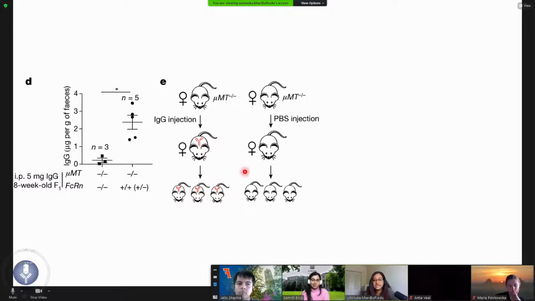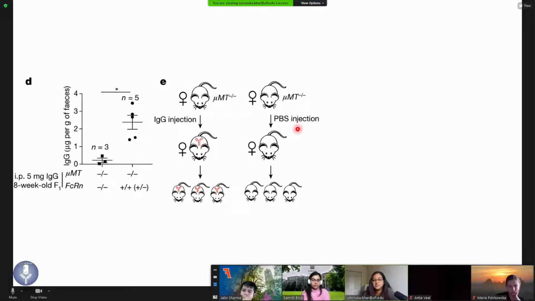So in figure E, the pregnancies of two knockout mice were synchronized, and on gestation day 18 and postpartum day 2, I am not sure why that day is particularly important, one of the females received IgG injection, like a vaccination kind of thing, and the other female received a PBS injection instead.